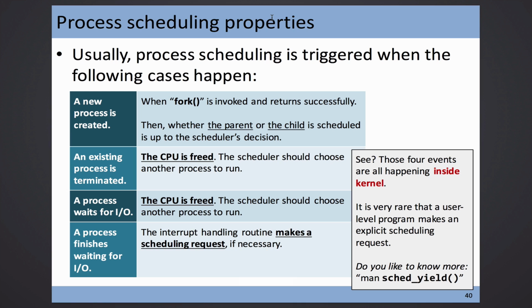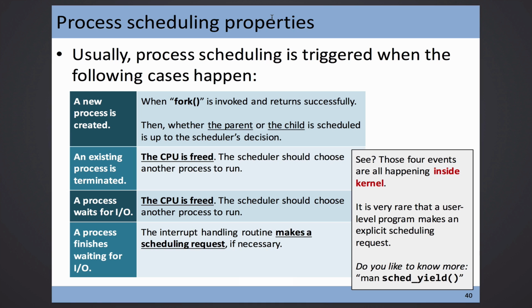So, if it is CPU bound or I/O bound, it doesn't matter. It doesn't change this rule, okay? So what are the rules here? Let's take a look at column 1. Column 1 talks about 4 events. What are the 4 events? When a process is created, okay?